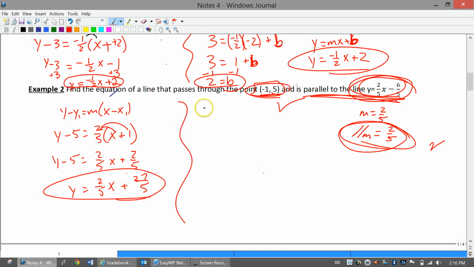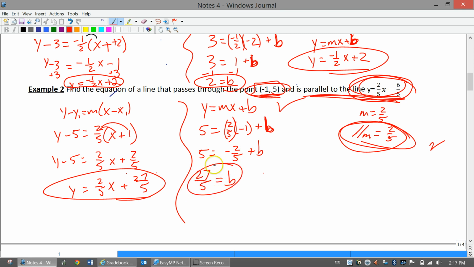If you want to do it the other way, I'll show it to you real fast. Either way is perfectly fine. 5 being y, x being -1, b we're solving for, and the slope being 2/5. So we get 5 equals -2/5 plus b, add 2/5 to both sides, and we get 27/5 again. And then we take these two and put them into here, point-slope form again, put it in the formula: 2/5 x plus 27/5. Again, same way.